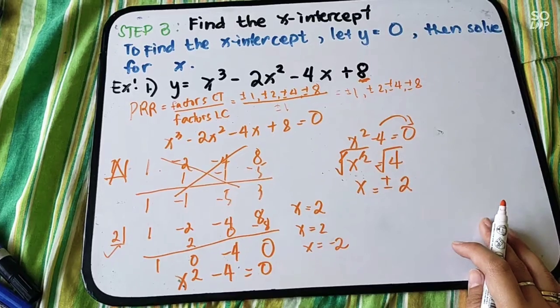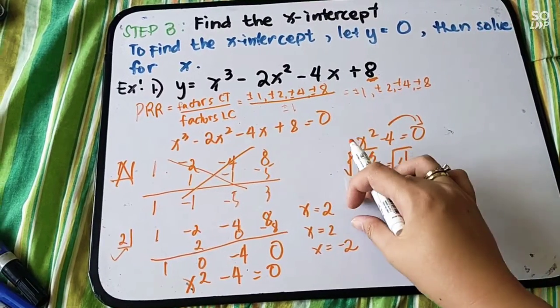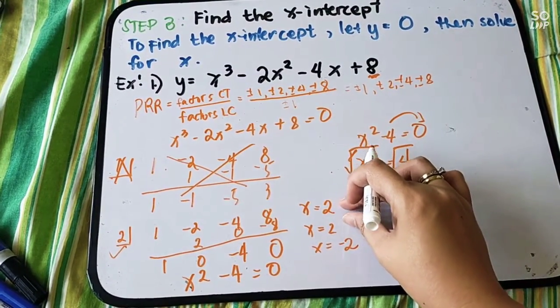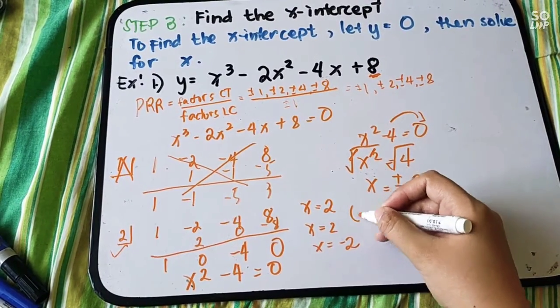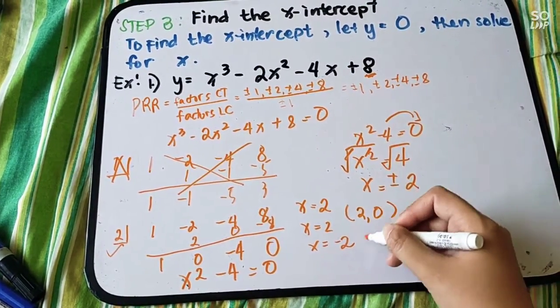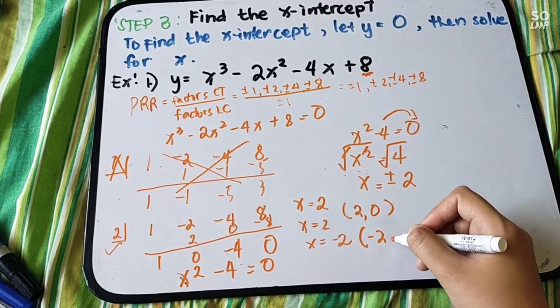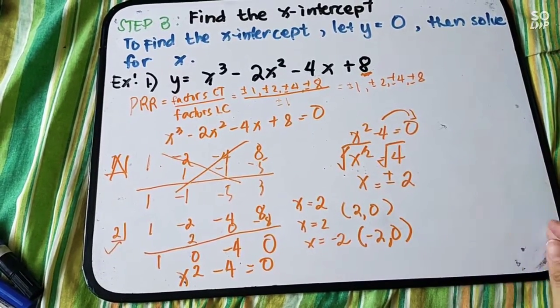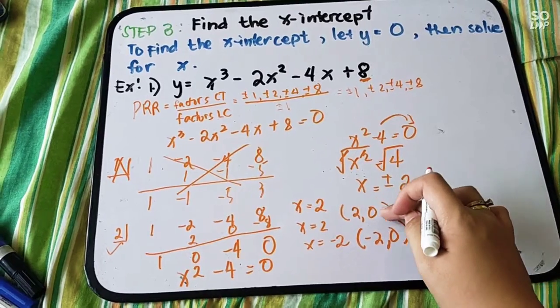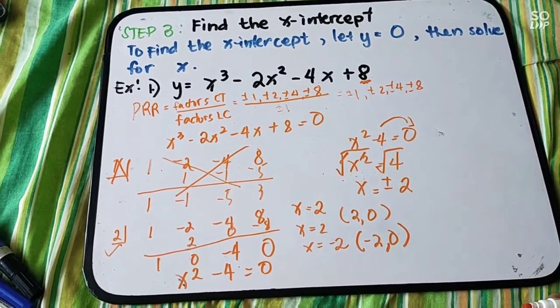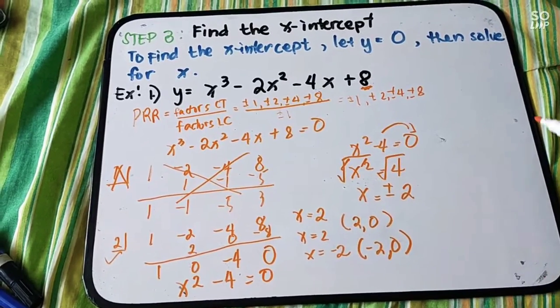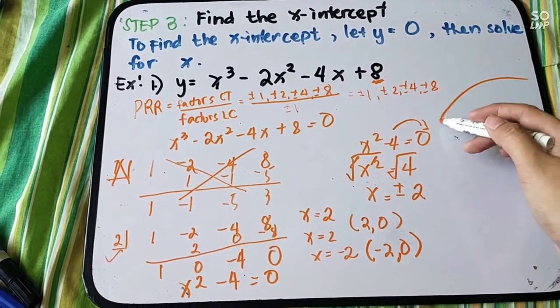So, meaning, for our x-intercepts, since these are the same, we can combine them. So, our x-intercepts are 2 and 0, and then negative 2 and 0. That is the x-intercept. Why is y 0? Because, as we said, let y be equal to 0. Is it clear? There is another way.